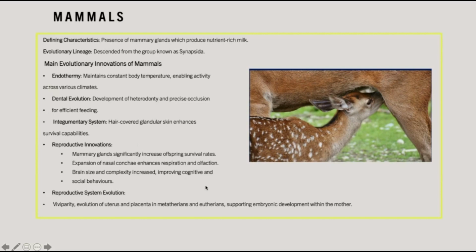And the reproductive innovations. So, as we said, mammary glands significantly increase offspring survival rates. The nasal conchae would enhance respiration and olfaction, so our sense of smell, and our nasal breathing improved. Our brain size also improved, and our brain, obviously, got larger, and this was to help us with social interactions, as most mammals are social. So like humans, for example, we're very social beings. We're able to communicate. We're able to have thoughts. So cognition, we have a good level of cognition. And other animals are also able to do that.